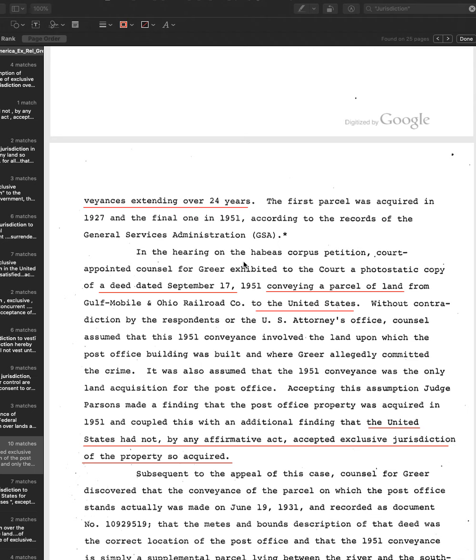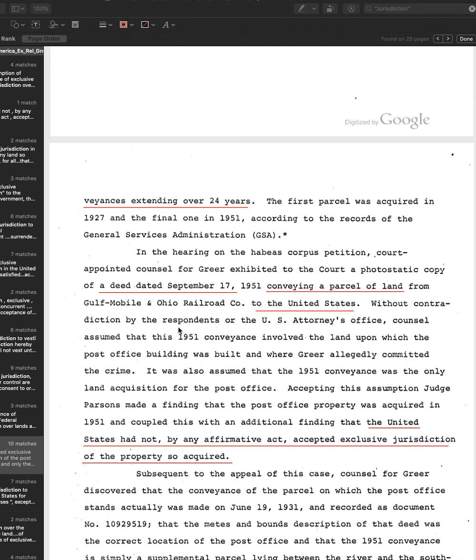In the hearing on the habeas corpus petition, court-appointed counsel for Greer exhibited to the court a photostatic copy of a deed dated September 17, 1951, conveying a parcel of land from Gulf Mobile and Ohio Railroad Company to the United States. I'd also like to point out here that on OLRC, you can see that Rockefeller also donated lands to the United States, to which he ceded all his jurisdiction to them.